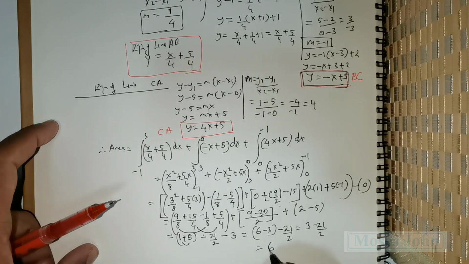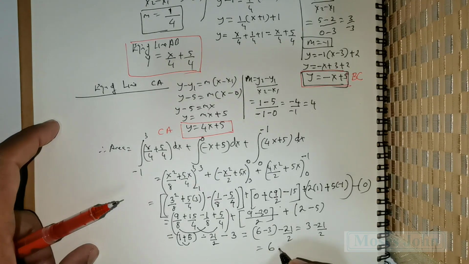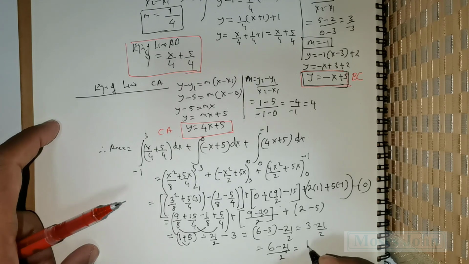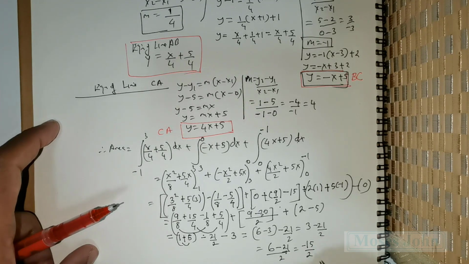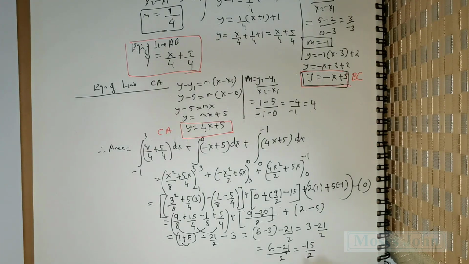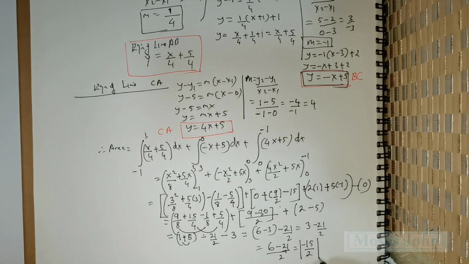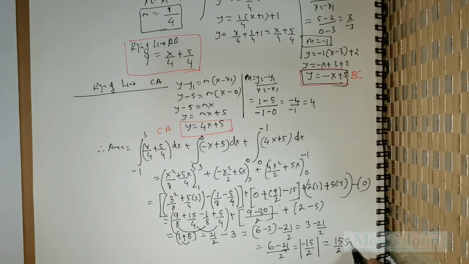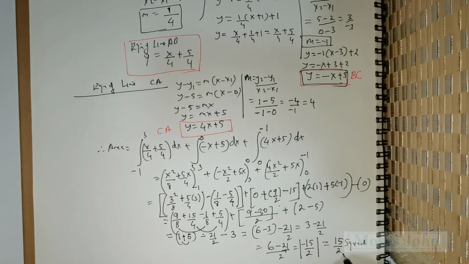So it's going to be 3, negative 21 over 2. This is going to be giving me 6, negative 21 over 2, which is going to be negative 15 over 2. But I cannot have this to be a negative area. So I take the modulus sign and rewrite it as 15 over 2 square units.